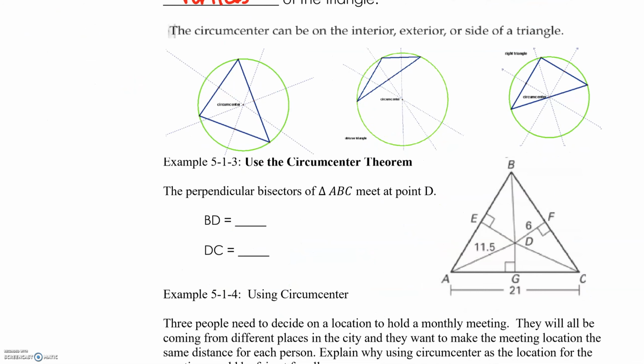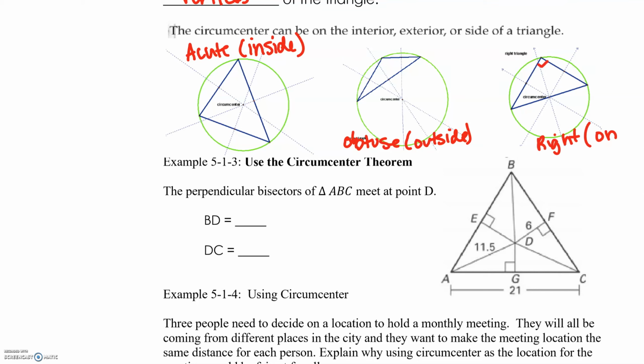Okay, so if we have the acute triangle, it's too small, you can't really see it written, then we're on the inside. If we have the obtuse, you can't read it, but then we are on the outside. If we are a right triangle, then we are on the triangle. So these are where our circumcenters are meeting. So we have kind of 3 types there.